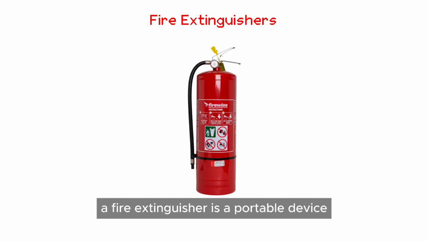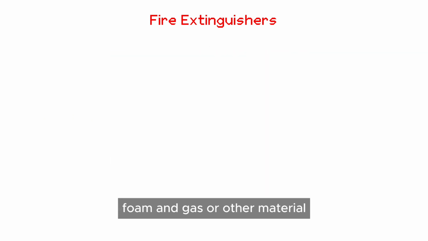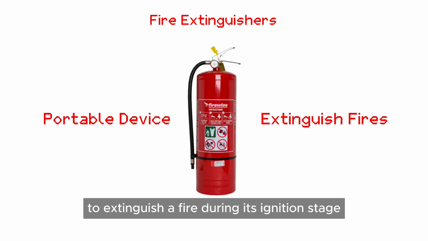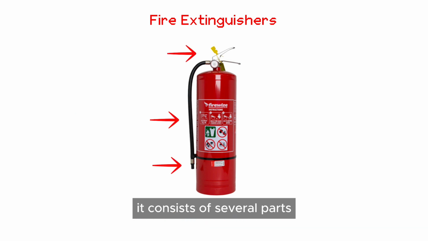Now, let's move on to fire extinguishers. A fire extinguisher is a portable device that discharges a jet of water, foam, gas or other material to extinguish a fire during its ignition stage. It consists of several parts.